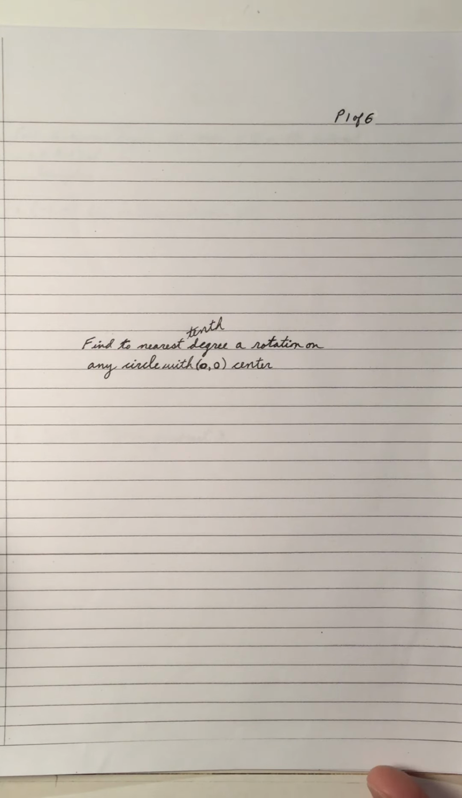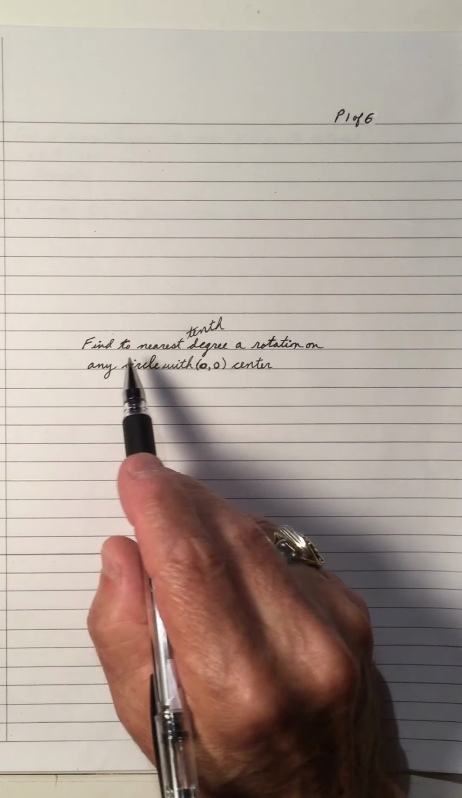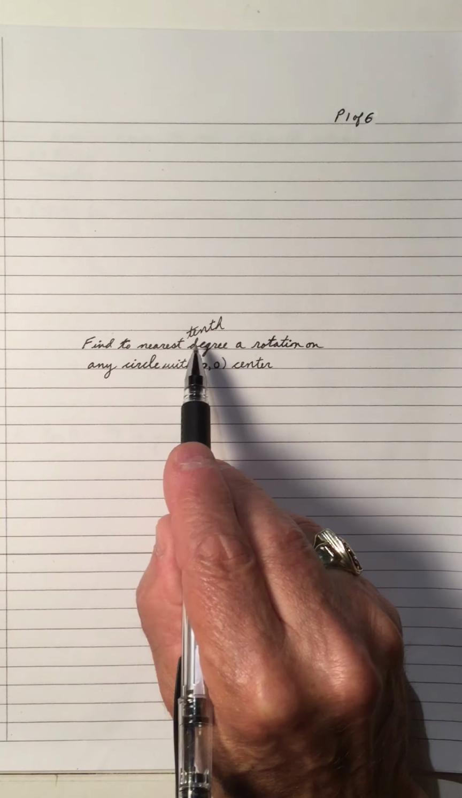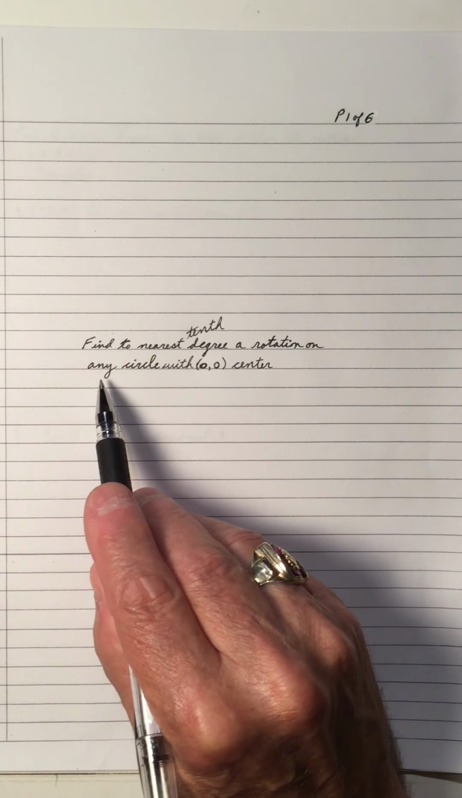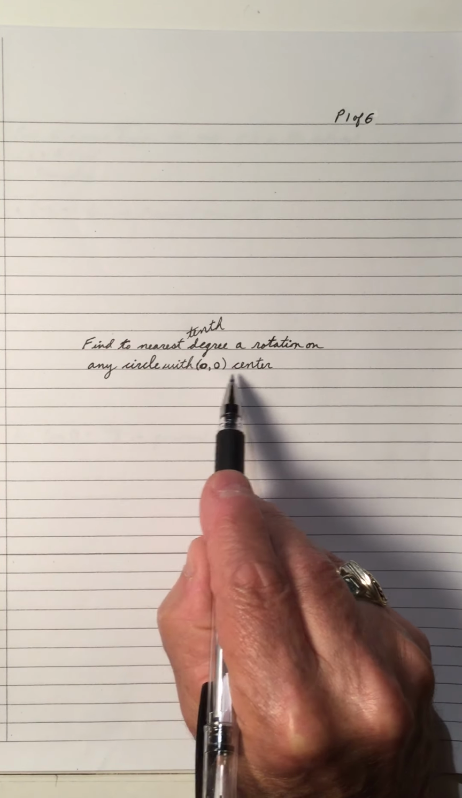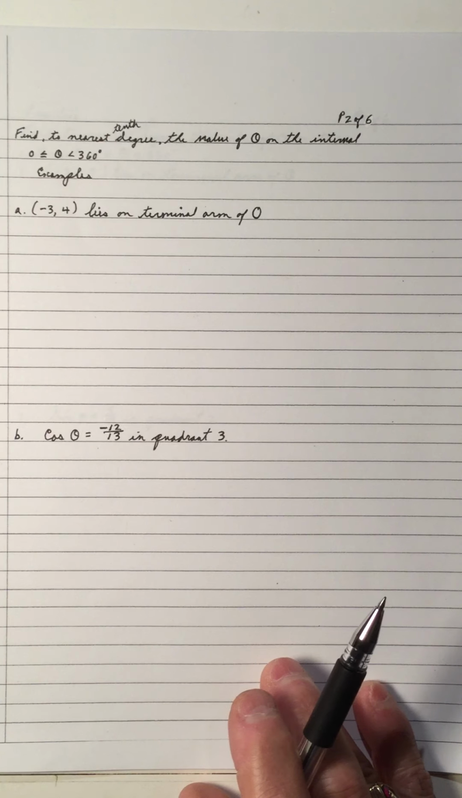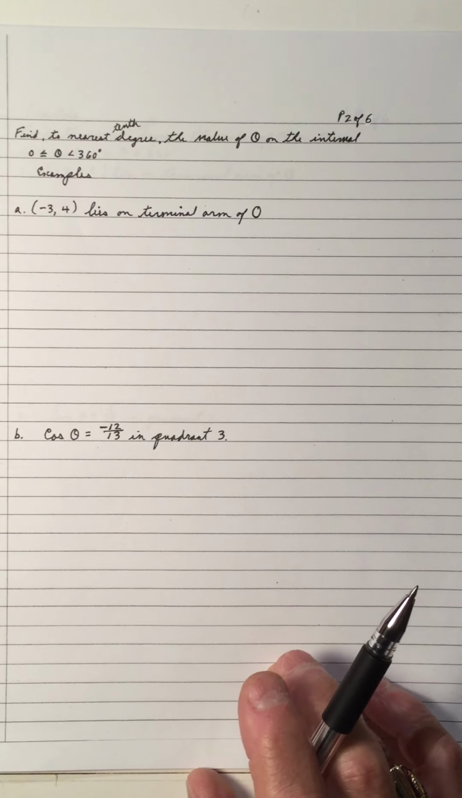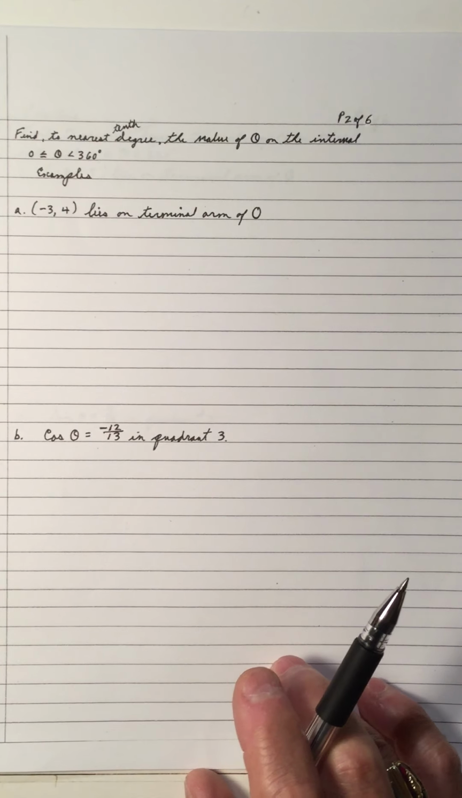Hi, welcome to my video on finding, to the nearest tenth of a degree, the rotation on any circle with center (0, 0). Most trig that you do, the center of the circle will be (0, 0), but it doesn't have to be. Let's look at the first question.